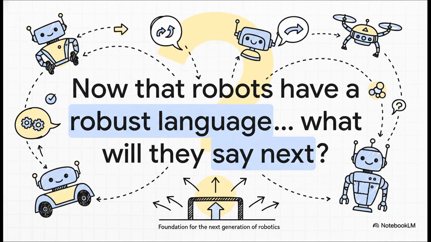So really, by solving this fundamental communication problem, ROS 2 didn't just build a better system, it created a whole new, robust language for machines. It's the foundation that the next generation of robots is being built on. And that kind of leaves us with this one big, fascinating question to think about. Now that these machines have a proper language to speak to each other, what are they going to say next?